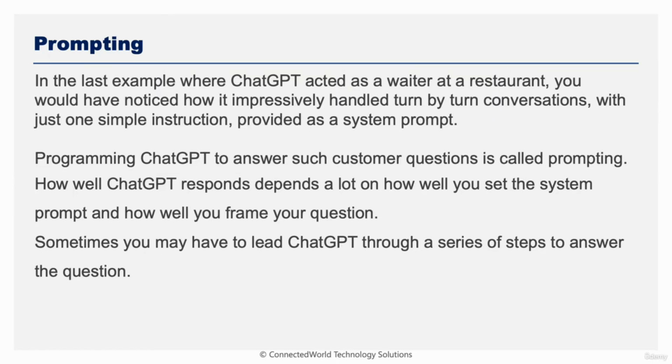Prompting. In the last example where ChatGPT acted as a waiter at a restaurant, you would have noticed how it impressively handled turn-by-turn conversations with just one simple instruction provided as a system prompt. Programming ChatGPT to answer such customer questions is called prompting. Prompting is an art. How well ChatGPT responds depends a lot on how well you set the system prompt and how well you frame your question. Sometimes you may have to lead ChatGPT through a series of steps to answer the question.